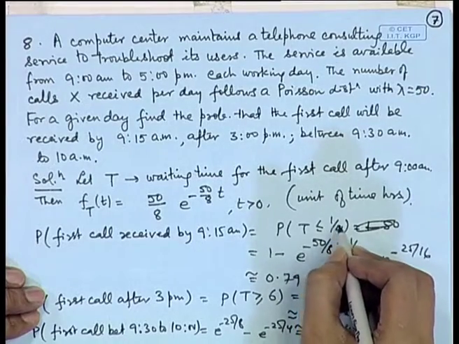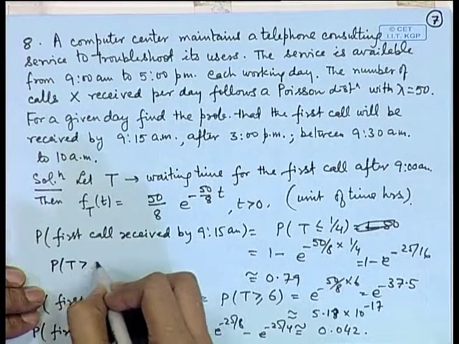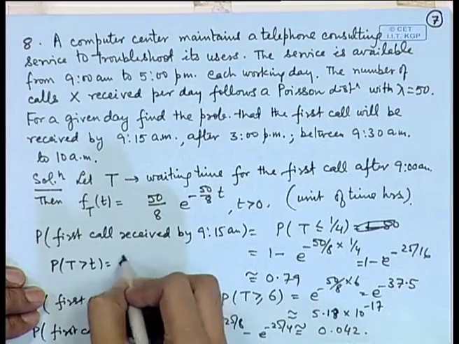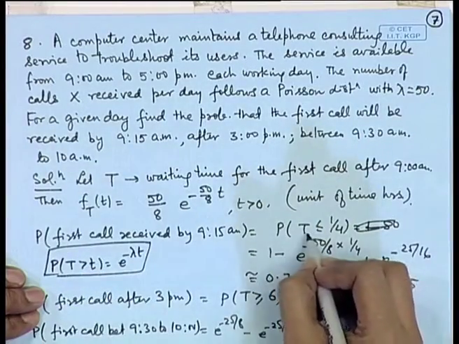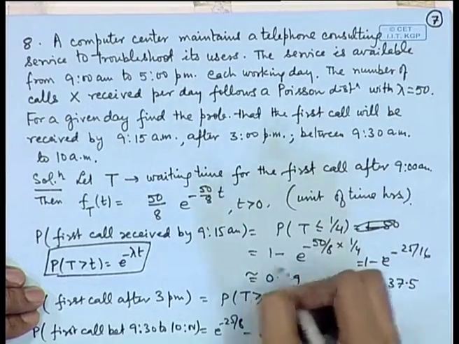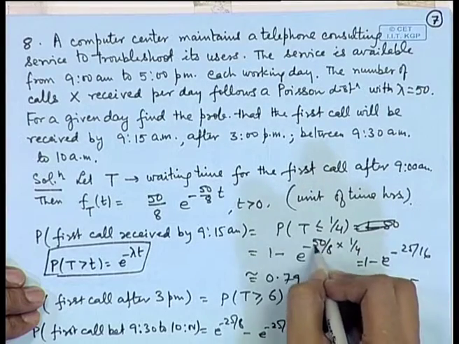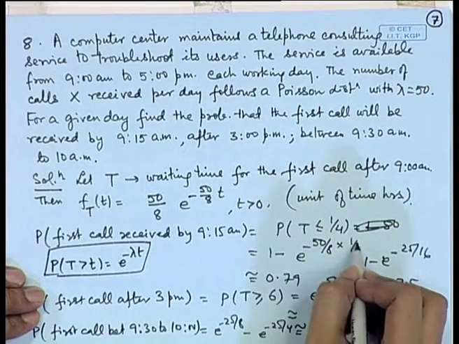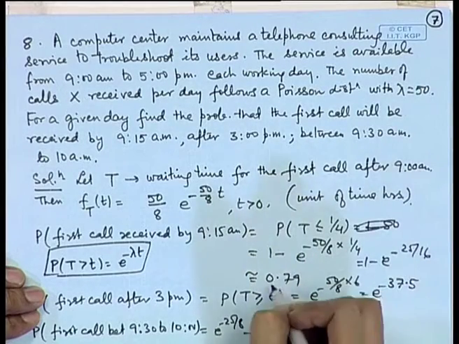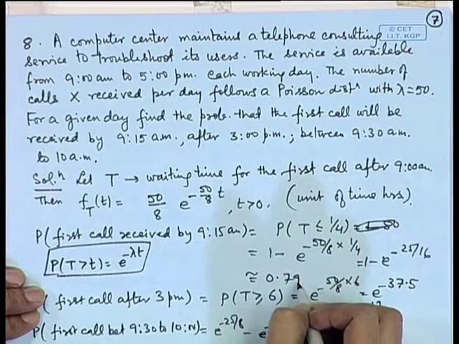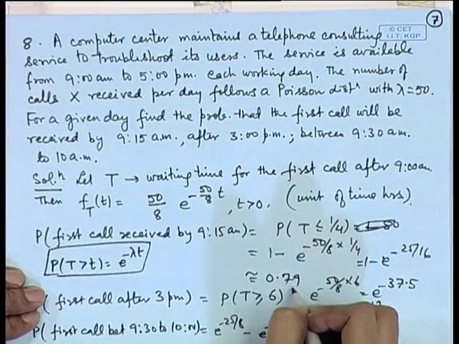So, now we apply the formula for the exponential distribution. Probability of t greater than some small t is equal to e to the power minus lambda t. So, if we use this formula, probability of capital T less than or equal to 1 by 4 is 1 minus e to the power minus lambda t. So, lambda is 50 by 8 and time is 1 by 4. So, after simplification it is 0.79, which looks surprisingly quite high, that is almost 4/5 of the probability.